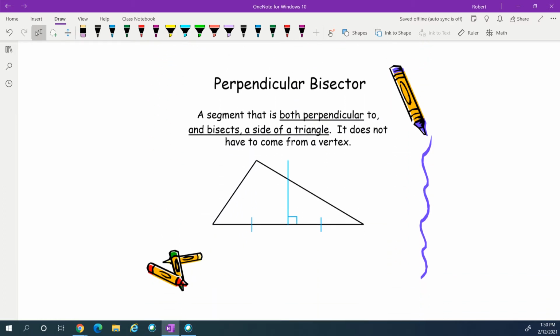It does not have to come from the vertex of a triangle. If you notice, I'm going to put the letters A and B back on there. That blue line, just like before, is the perpendicular bisector of segment AB. It is perpendicular to AB, and it bisects AB. It does not have to come from the vertex. It will come from the vertex if it's an isosceles triangle, but that's the only time. But again, any point on that perpendicular bisector is equidistant to A and B.